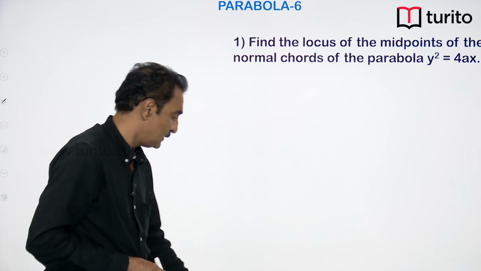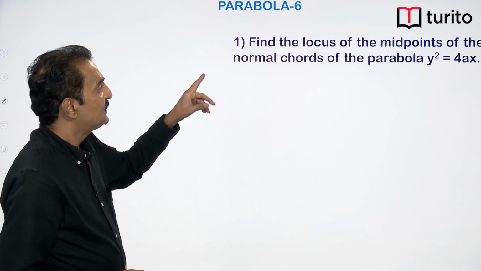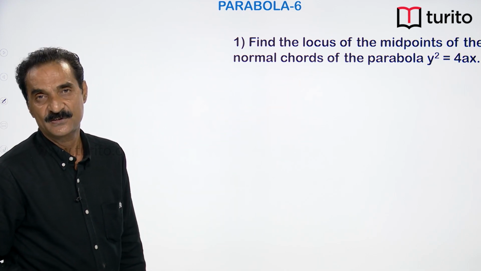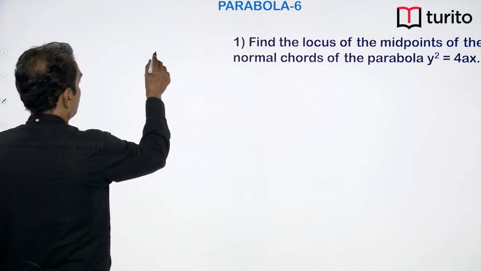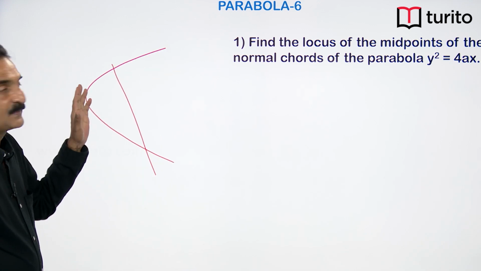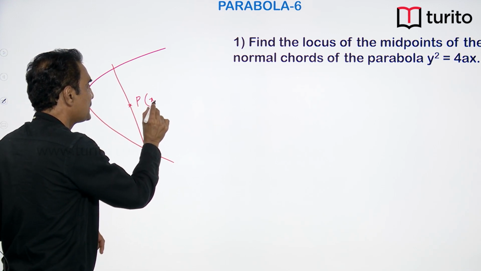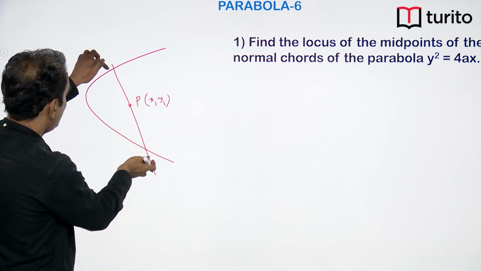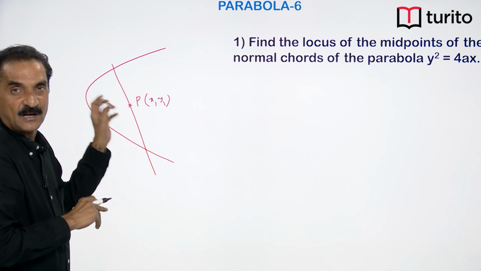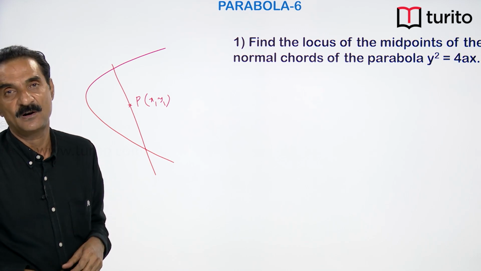Let us take a question. Find the locus of the midpoints of normal chords of the parabola y square is equal to 4ax. Take a normal chord, it will have a midpoint. Take the midpoint as x1 comma y1. If you change the normal, the midpoint will be changing, it will trace one curve. That curve is called the locus of P, the locus of the midpoints of the normal chords.